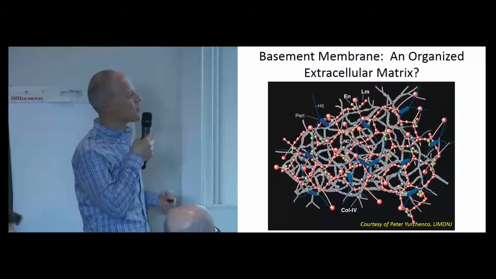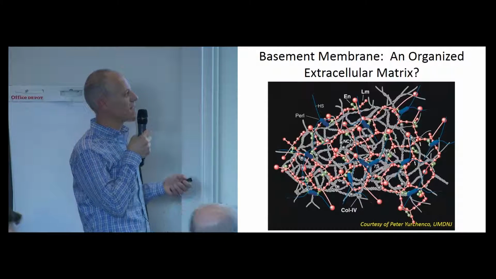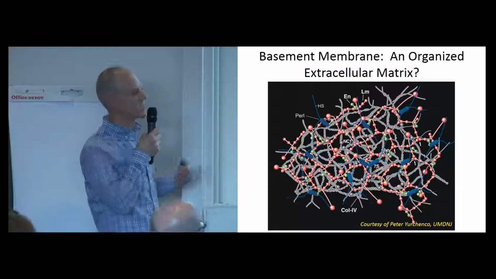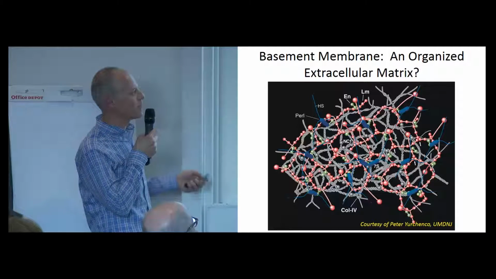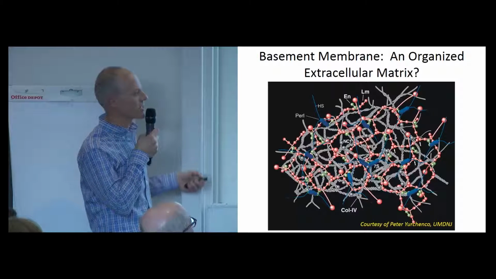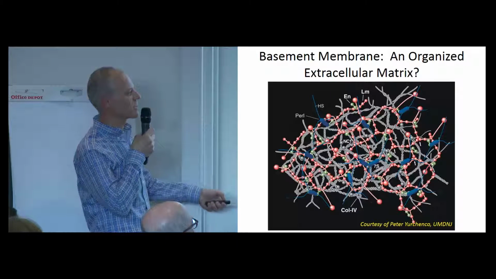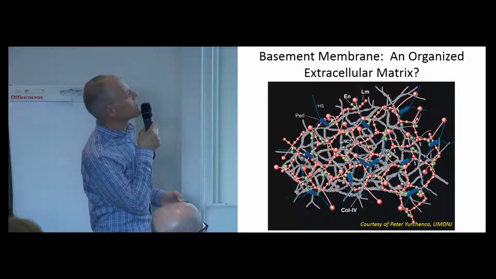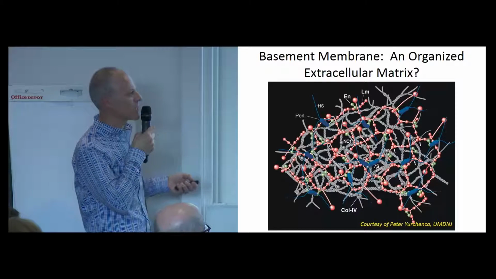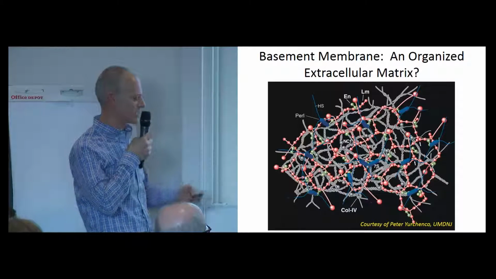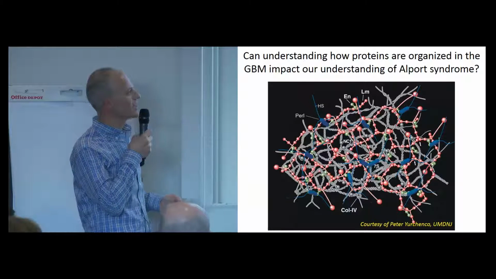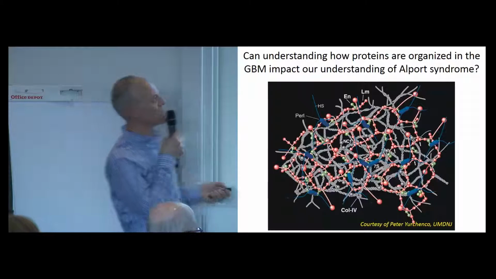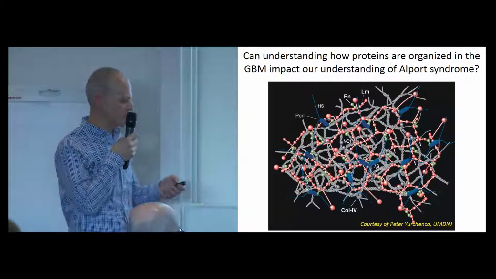Based on biochemistry done by a number of different labs over the years, one can think of a way that these four major proteins can assemble within the extracellular matrix to make a basement membrane. This is a version created in cartoon form by Peter Yurchenko. But is this really an organized extracellular matrix, or is it a mishmash of all these proteins together? And secondly, can understanding exactly how these proteins are organized in the GBM impact our understanding of Alport syndrome?